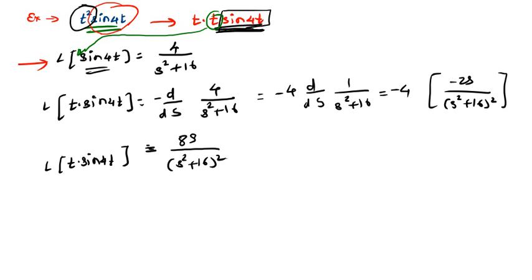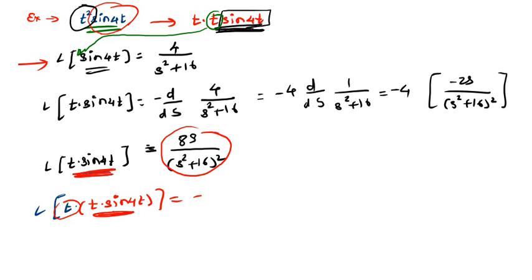Okay, so what will happen? Again multiply by t to this term. So L of t into t sine 4t. We are multiplying this t sine 4t by t. So what will be the change in the RHS? Whatever we have here, you need to take its derivative, minus d by ds of 8s upon s square plus 16 whole square. Okay, so take the derivative with respect to s, and that's it. That will be your answer.